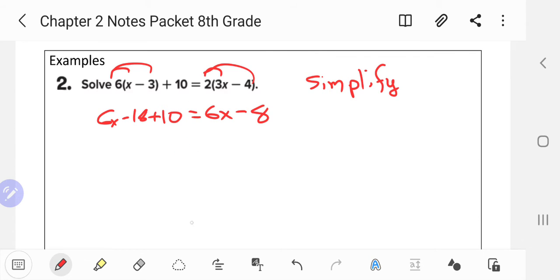Now, I'm not going to draw my line down because I see one more thing to simplify. I'm noticing here, these two terms are like terms.